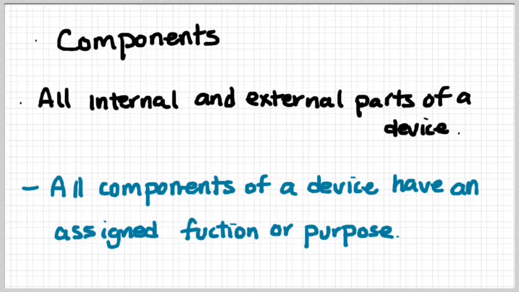Let's go over these real quick. Okay, so a component refers to all internal and external parts of a device. We're talking about if we separated a device such as an Xbox, we can find many parts of it. Those would be the components. Example, all components of a device have an assigned function or purpose. This is obvious because each part of a device will provide us with a benefit or a feature or convenience or, well, just that, a function.